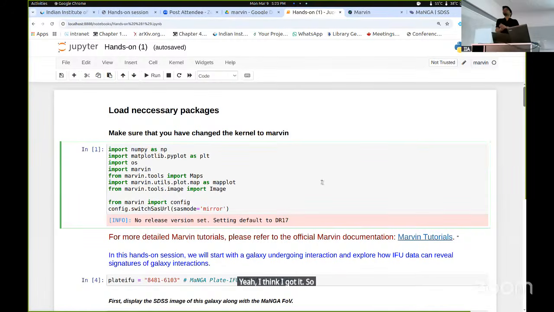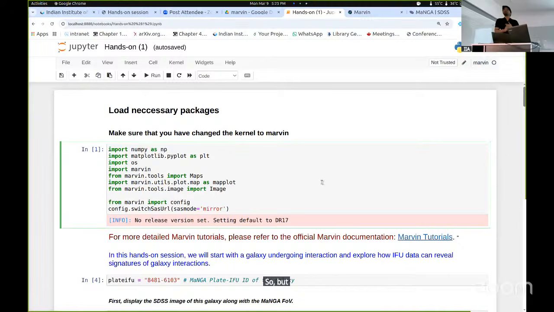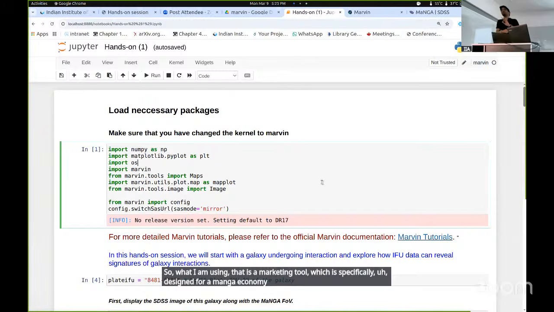So this section is for MaNGA. MaNGA is the Mapping Nearby Galaxies survey. Whatever Saili presented was using MUSE data, and she used a tool, MPDAF. What I am using is Marvin, a tool specifically designed for MaNGA data only, and it is a very simple tool. You just need to know how to use it, and all the outcomes are very easy. I will just show you.